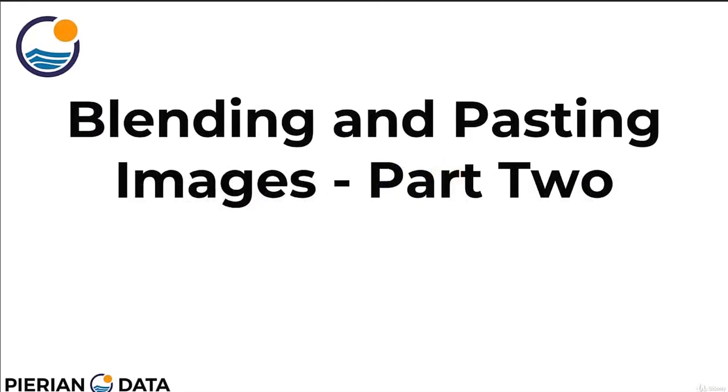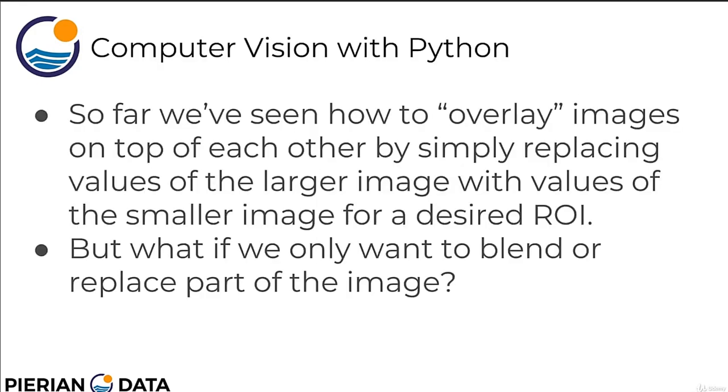Welcome back to part 2 of blending and pasting images. So far in part 1, we've seen how to overlay images on top of each other by simply replacing values of the larger image with values of the smaller image for a desired region of interest, or ROI. But what if we actually only wanted to blend or replace part of the image?